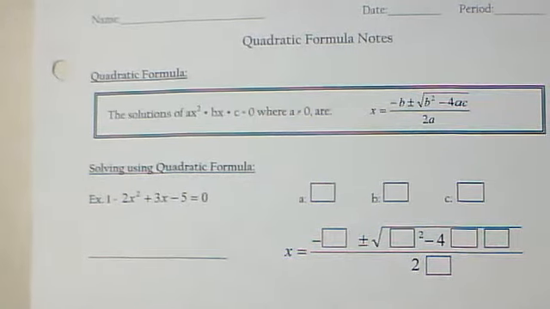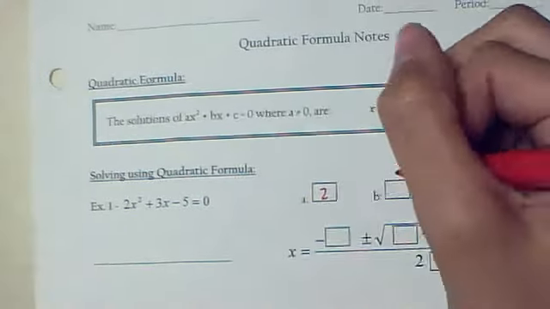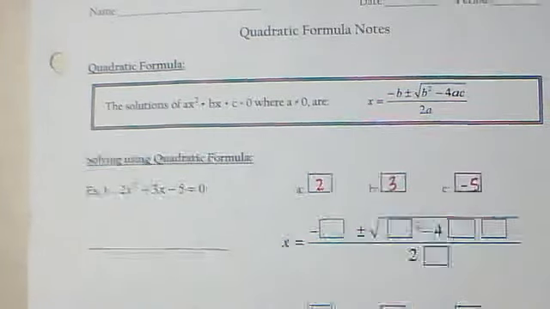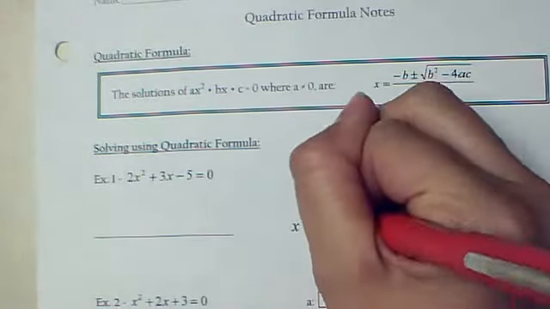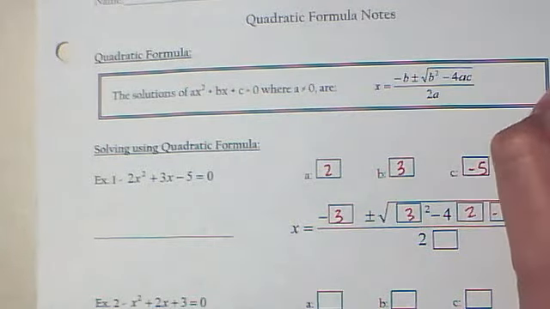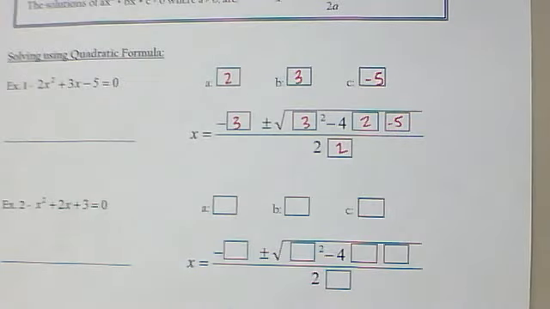So let's look at example 1. Let's go ahead and figure out our a, b, and c. Our a is 2, our b is 3, and our c is negative 5. And then I'm going to plug that into my formula. x equals negative b plus or minus the square root of b squared minus 4ac all over 2a. So I plug into those spaces, and now I want to start working that out.